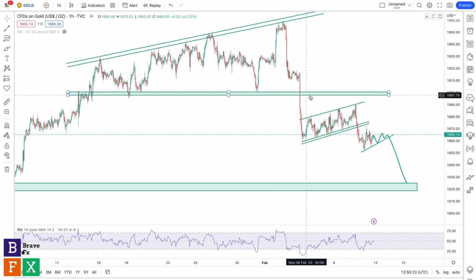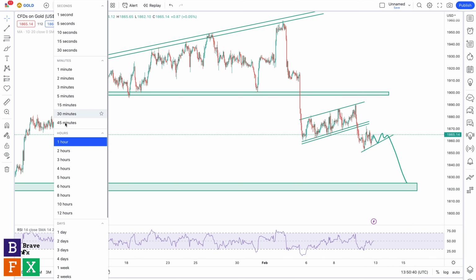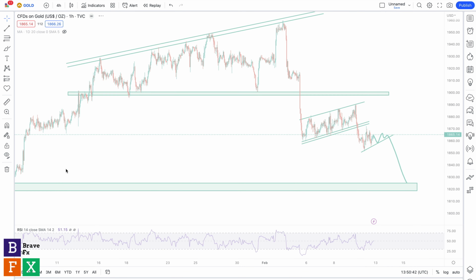So you can see we broke this support level. We had a consolidation giving us a bearish flag, and we had a breakout, and we can see we are kind of consolidating again. So if we get another breakout from this small consolidation here, I'm going to go short targeting this area of value. So I'm going to go down to the higher time frame to see why this is an important area of value.